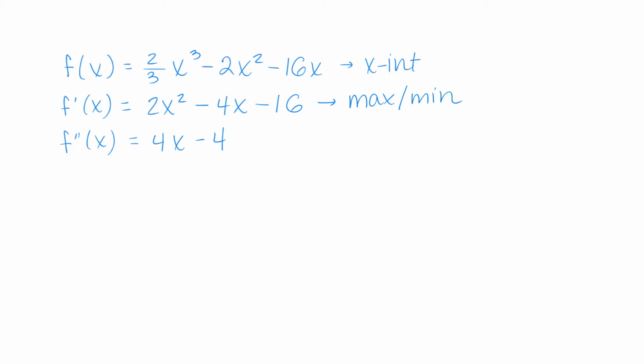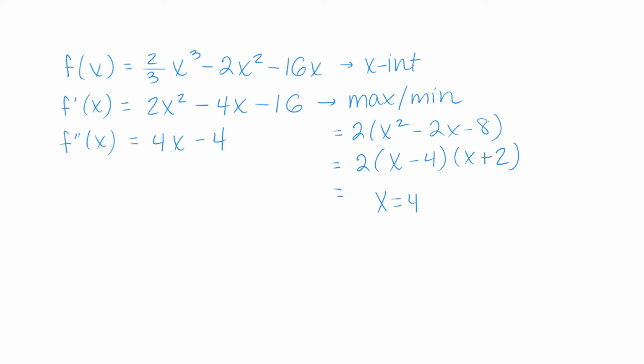Let's factor out a 2, and then we're left with x squared minus 2x minus 8. And from there, I can factor that. So 2 times (x minus 4) times (x plus 2). So that means that we've got x equals 4 and x equals -2. Okay, so this is going to be our max and min.